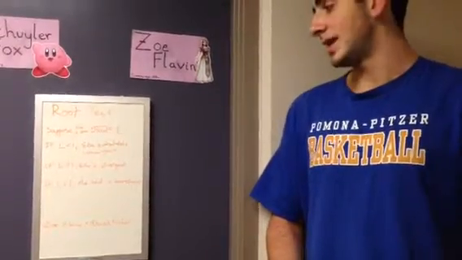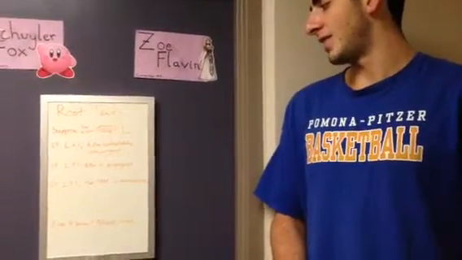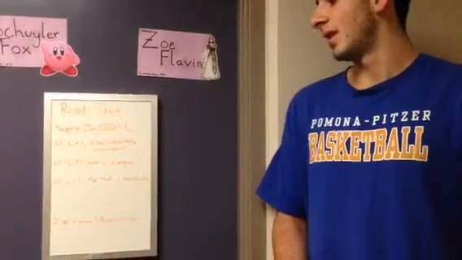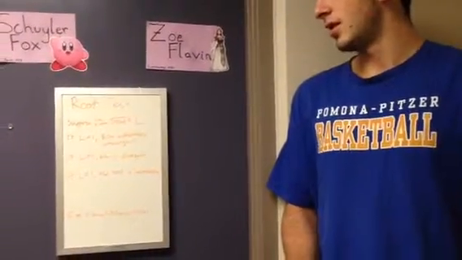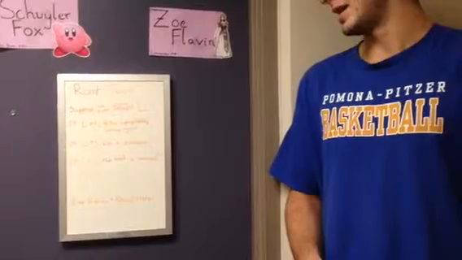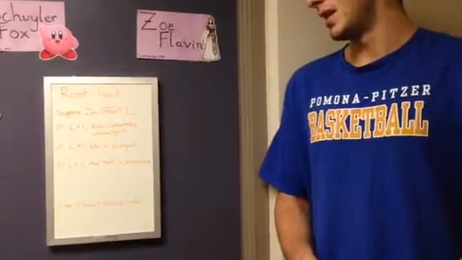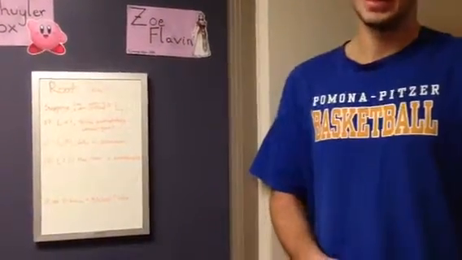If L is less than 1, then the sum of a sub n is absolutely convergent. If L is greater than 1, then the sum of a sub n is divergent. If L equals 1, then the test is inconclusive.